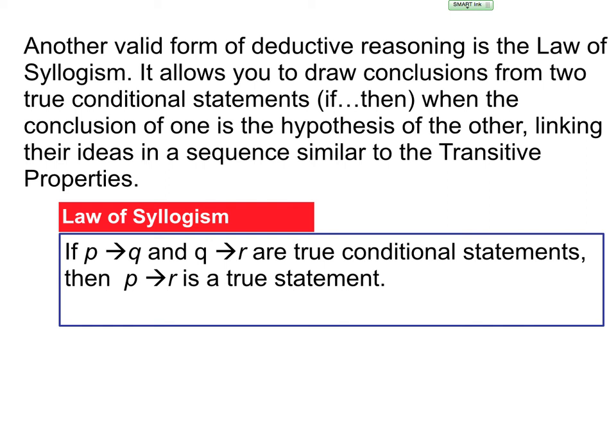So we're going to have two if-thens for the beginning, and then a conclusion can be made from them. Your two if-thens have to be true, and the conclusion of one of them has to be the hypothesis of the other. That kind of linking together is what reminds me of the transitive. So what we can get from the law of syllogism is another if-then that would be true.